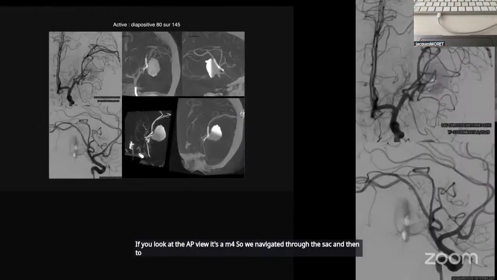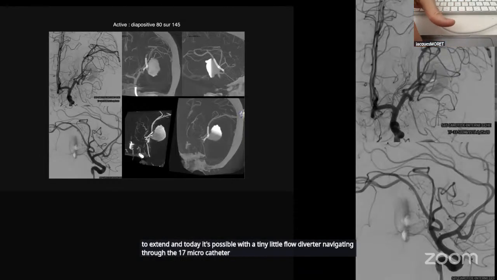And today it's possible with a tiny little flow diverter navigating through the 17 microcatheter, as you can see, to bridge the neck of the aneurysm.